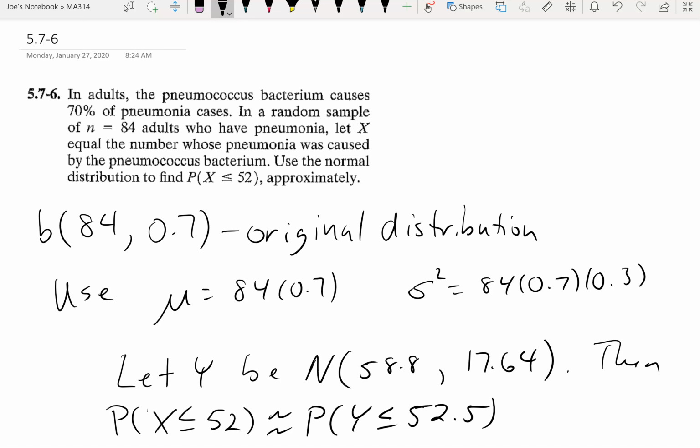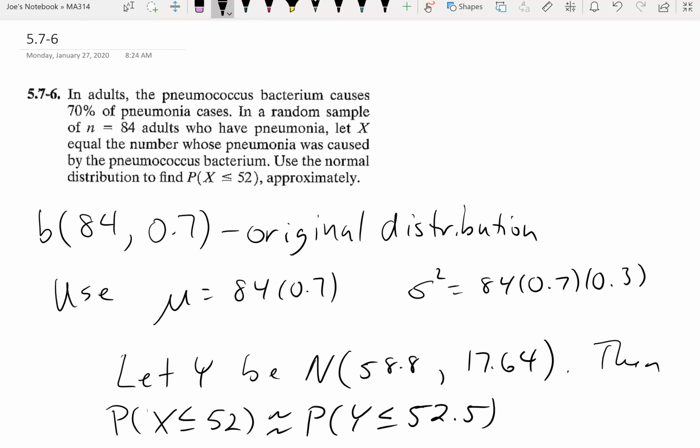The thing that you have to worry about with the integer correction, or the continuity correction, same concept, is whether or not we want to catch the boundary point. If this had said strictly less than 52 and we didn't want to include the 52, we would have used 51.5 instead of 52.5. That's only if the equal sign weren't there.